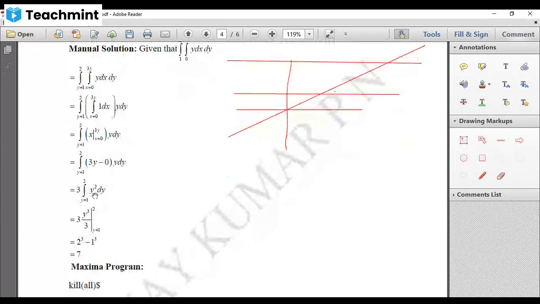Three is constant, I'll write it outside. So y square. What is the integral of y square? y cube by 3. And the limit is from 1 to 2. Substitute it. Because 3 gets cancelled, you'll get 2 cube minus 1 cube, which is 7.